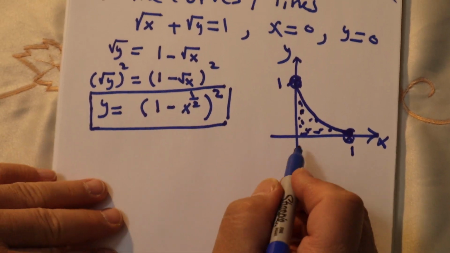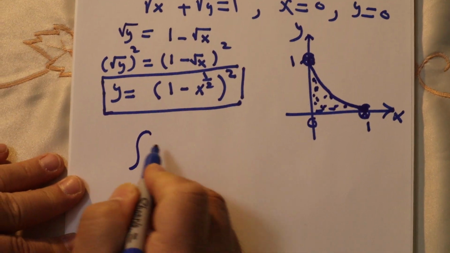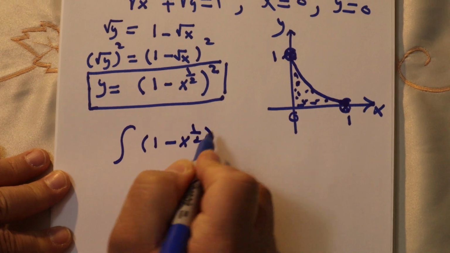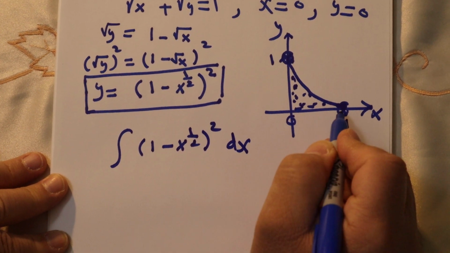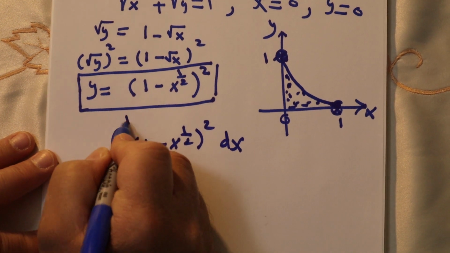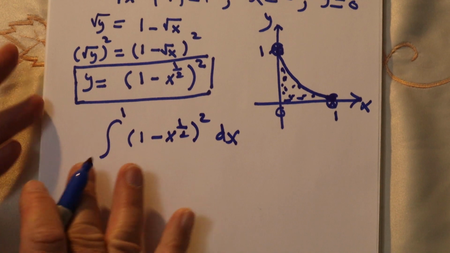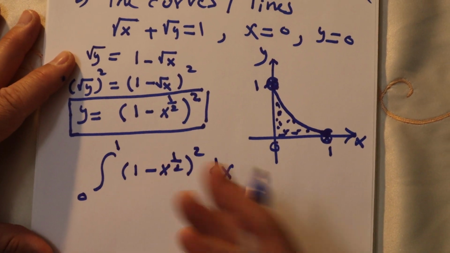And we need to find the area under this curve. Now we know our bounds. It's from 0 to 1, and we're going to integrate the function 1 minus x exponent a half, to the second power, with respect to x, from 0 to 1. This is our bound. And it's a good idea to expand it; we have a different way to integrate. If you expand it, that's fine.